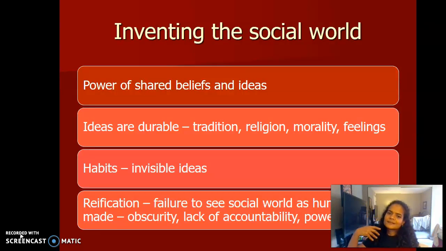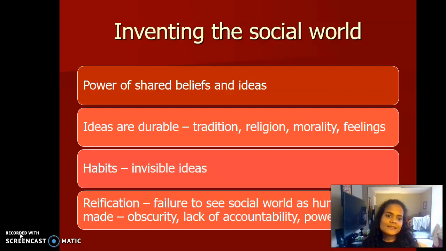So in many of his early chapters, Schwalbe is talking about how we invent the social world through our shared beliefs and ideas, and then how these ideas in turn become really durable because they are embedded in things like tradition, religion, morality, feelings, right? And he gives us numerous examples throughout, and you'll notice that some of these examples are pretty provocative because he does want us to analyze things, make us uncomfortable again with things that we take for granted, right?